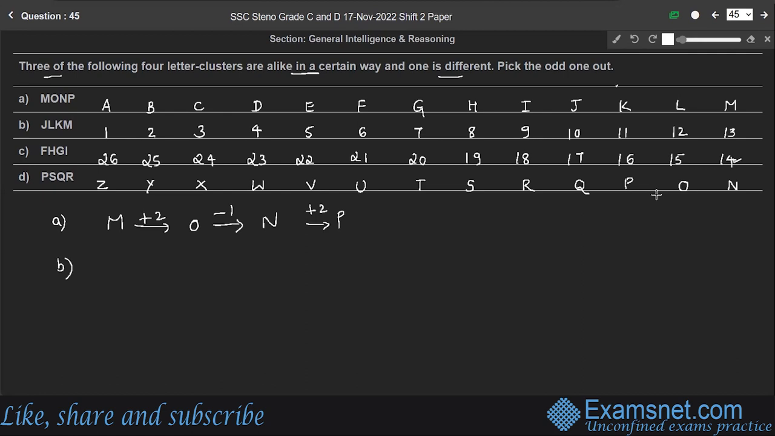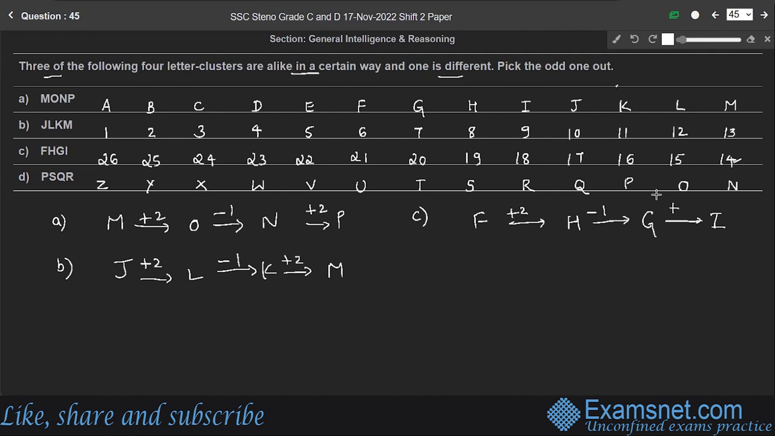We'll consider the second cluster, J, L, K, M. J is 10, L is 12, so J plus 2 is L. K is 11, L is 12, so L minus 1 is K. M is 13, K is 11, so K plus 2 is M. We'll consider the third cluster, FHGI. F is 6, H is 8, F plus 2 is H. G is 7, so H minus 1 is G. And I is 9, G is 7, so G plus 2 is I. So these three follow the same logic. Therefore, option D is the odd one out here.